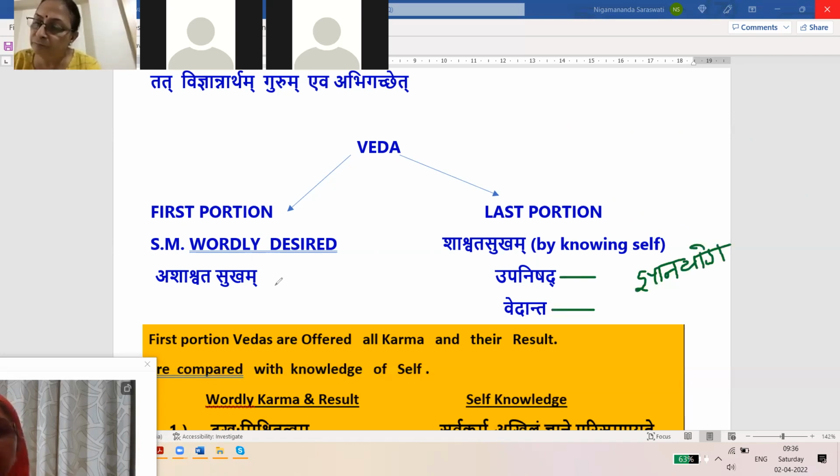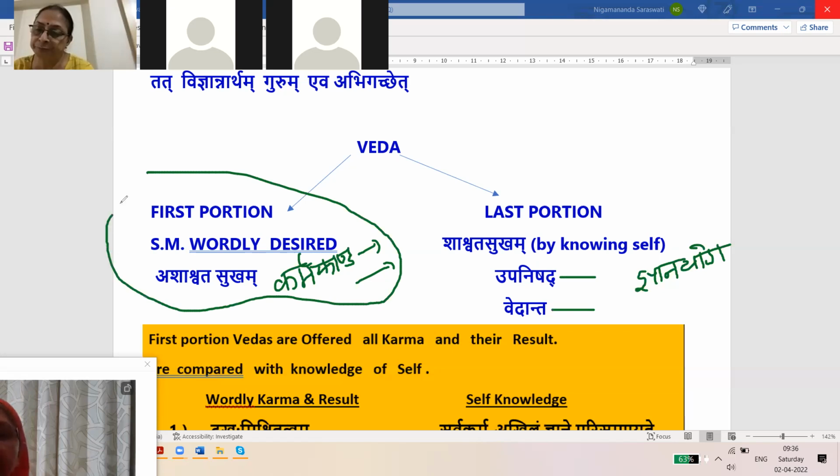The first portion is called Karma Kanda. There are many rituals available. If you perform this ritual, if you perform this yaga, you will get money, you will even get a good servant. They have given the mantra: if you chant this mantra, you will have a good servant. So everything is given in the Veda's first portion.